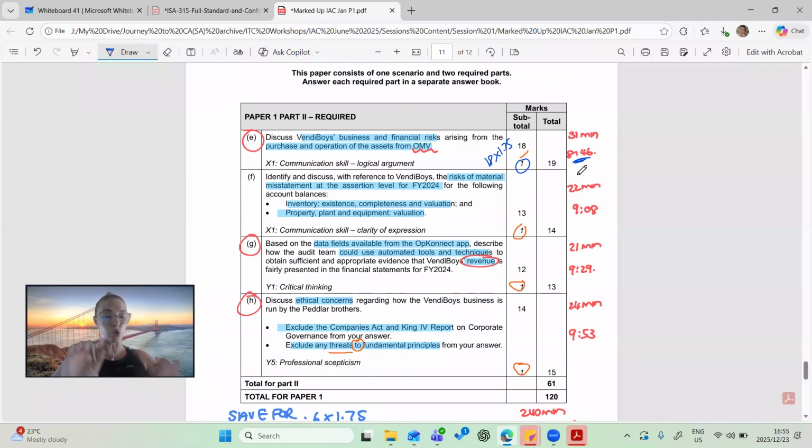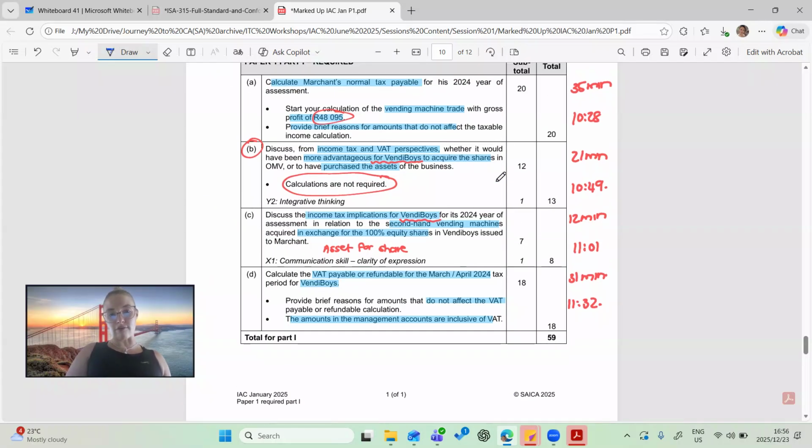Because this was not limited to only one part of the scenario. It just says with reference to Vendy Boys. It doesn't say with reference to the new business opportunity or with reference to the management accounts. So it is telling you that you need to look at the entire scenario. This is what I call a pervasive required, because it's not confined to only one part of the scenario. It is throughout the scenario. So you need to have ROMM at the back of your mind, even when you're reading through the section that relates to tax, even when you're reading through the section that relates to VAT or income tax or the individual tax calculation.